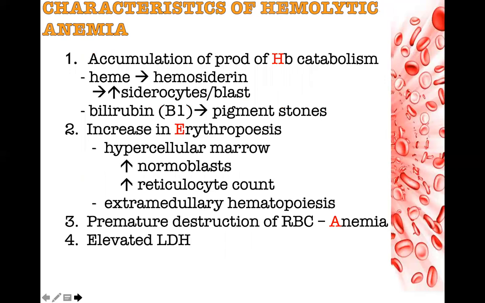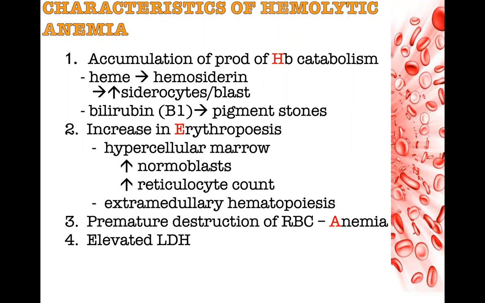What are the characteristics of, let's start with hemolytic anemia. So, I have these mnemonics H, E, and A. So first is accumulation of the products of hemoglobin catabolism. So heme is converted to hemosiderin, and then this would be incorporated into what we call the siderocytes. And eventually, hemosiderin may be broken down into bilirubin. That is why in cases of hemolytic anemia, there would be increase in indirect bilirubin. And eventually, this might lead to formation of stones in the gallbladder.